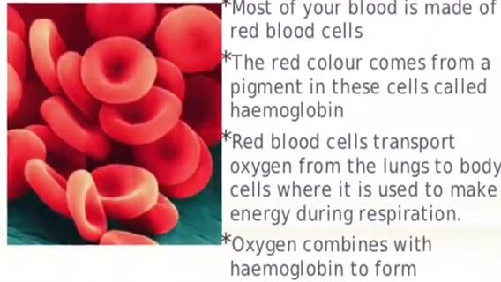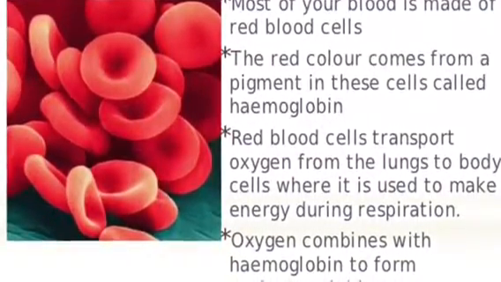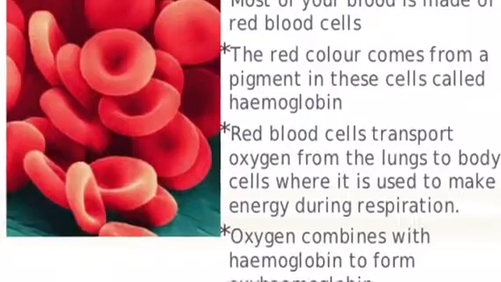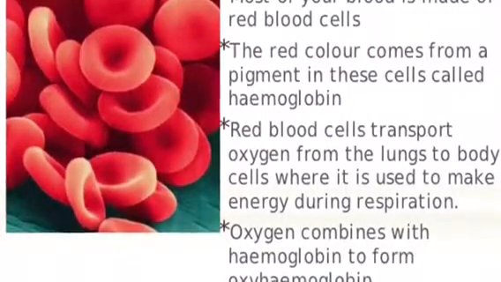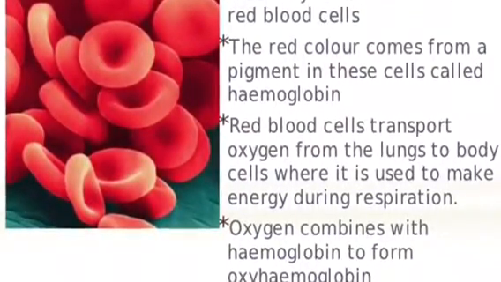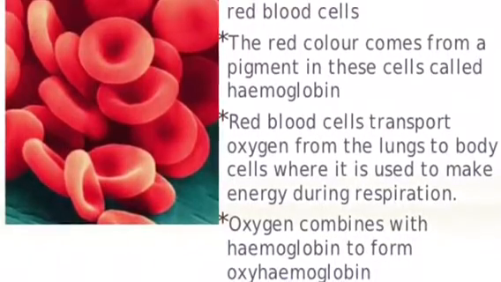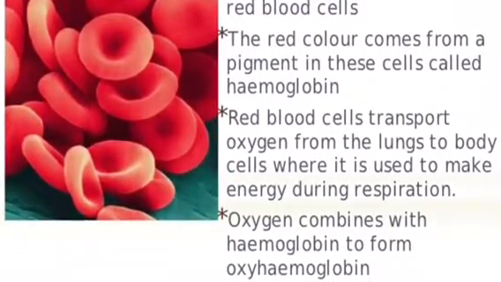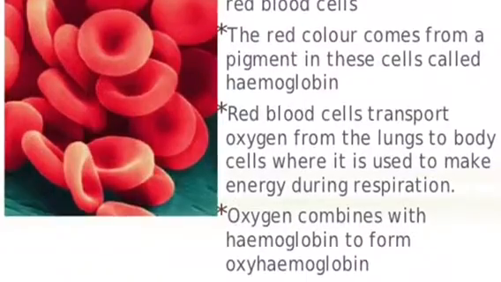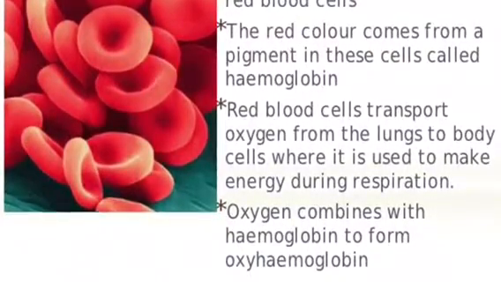Red blood cells transport oxygen from the lungs to body cells where it is used to make energy during respiration. Oxygen combines with hemoglobin to form oxyhemoglobin.